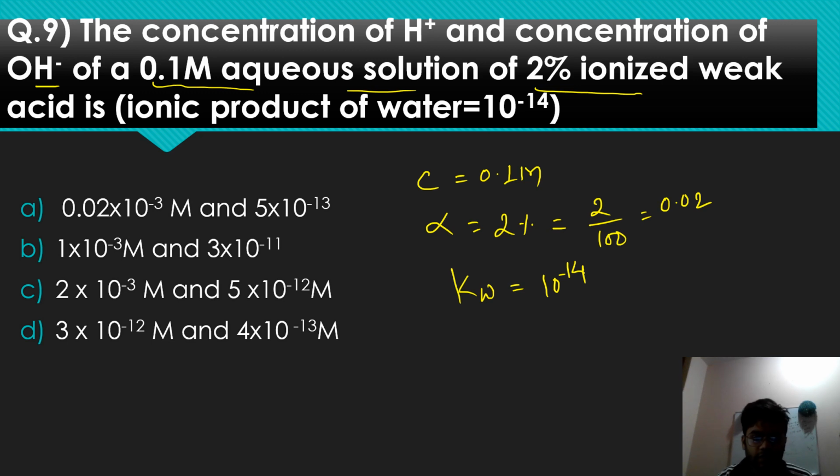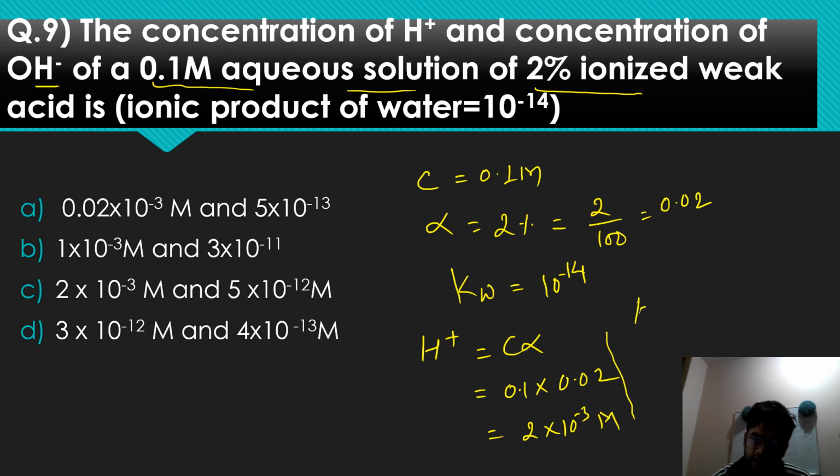Now we know that H plus equals C alpha. We know the value of C, that is 0.1, and the value of alpha, that is 0.02. So the value of H plus is 2 into 10 to the power minus 3. This is the concentration of H plus. Then H plus into OH minus equals 10 to the power minus 14.